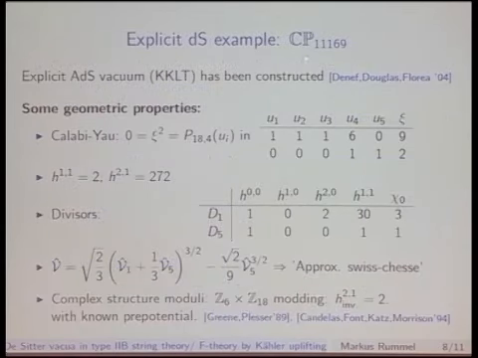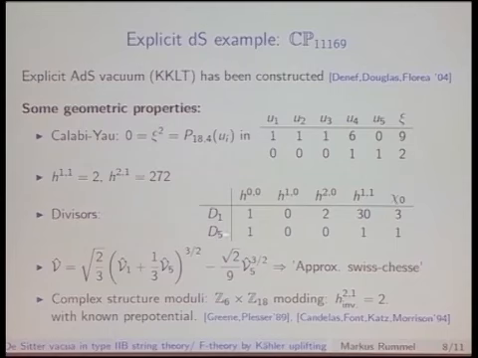And a very famous example that has been studied a lot in the literature before is this CP11169. And our prototype was this Denef Douglas Fourier construction, where they constructed an AdS vacuum, and we want to construct a de Sitter vacuum on this manifold. So 11169 is the original weight system, and if you resolve the singularities, then you add one more line and end up with 2 Kahler moduli, 272 complex structure moduli.